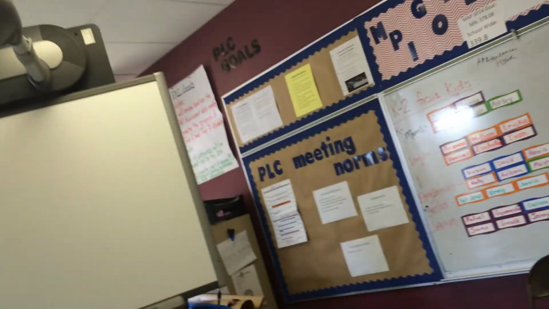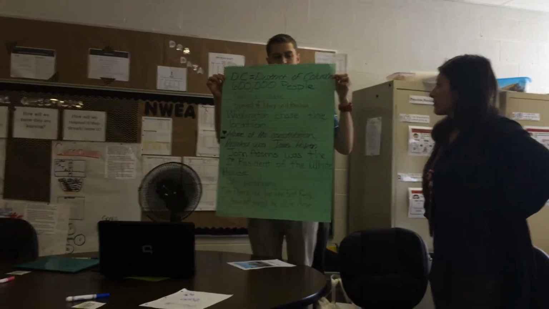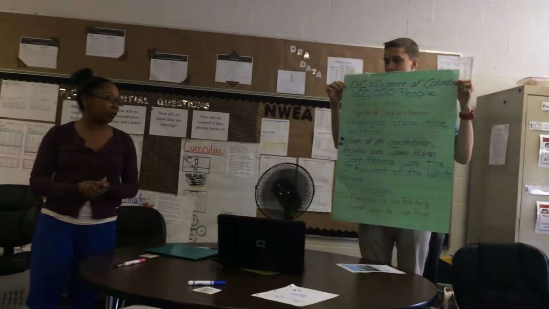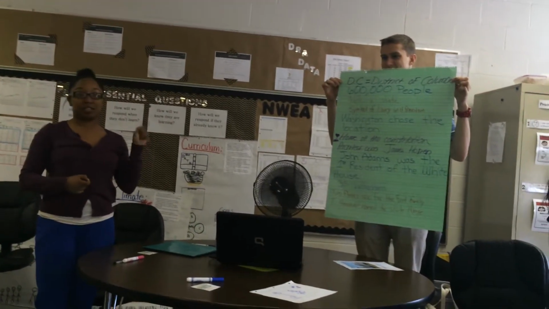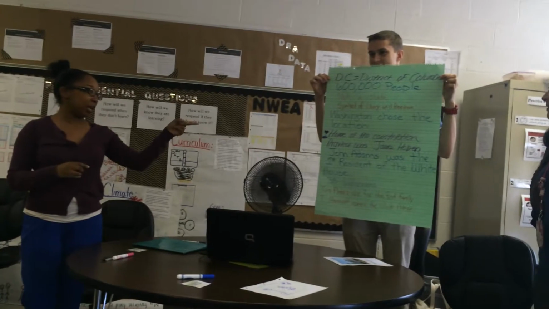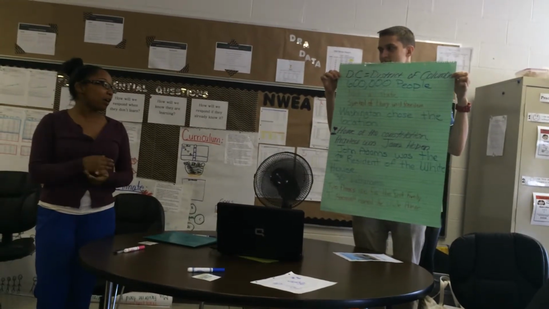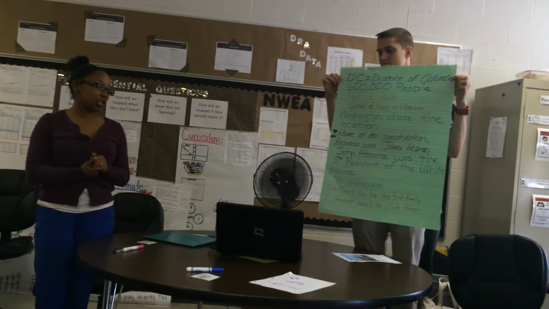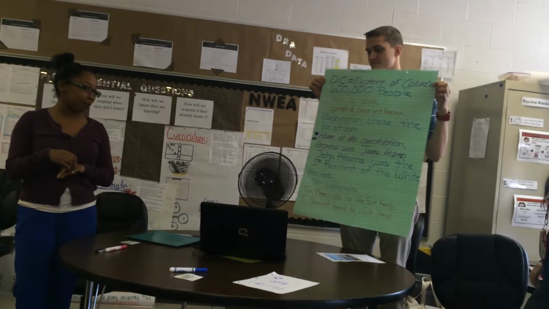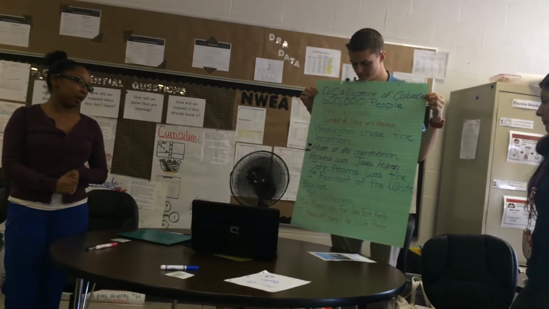Now my nation capital group, can you get up and teach the Statue of Liberty group? You guys are now going to be the learning group. DC means District of Columbia. It has 600,000 people in it. It is not a state. It's a symbol of liberty and freedom. George Washington chose the location for the Capitol. It is the home of the Constitution. The architect was James Hoban. John Adams was the first resident of the White House.